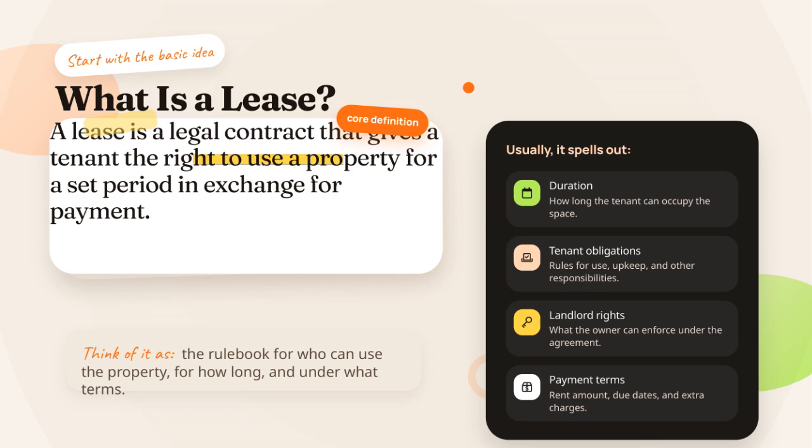First, the duration. That's how long the tenant is allowed to occupy the space. Next are the tenant's obligations, which include rules about how the property should be used, maintained, and any other responsibilities the tenant must fulfill. Then, there are the landlord's rights, detailing what the property owner can enforce according to the agreement. Finally, payment terms are laid out, covering the rent amount, when it's due, and any additional charges. All of these components together ensure both parties understand their rights and duties during the lease period.